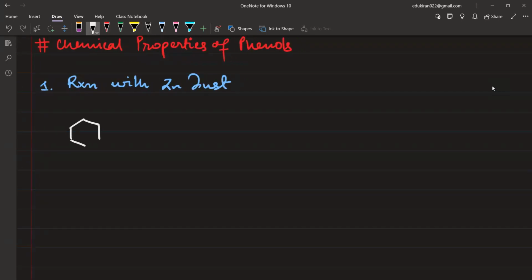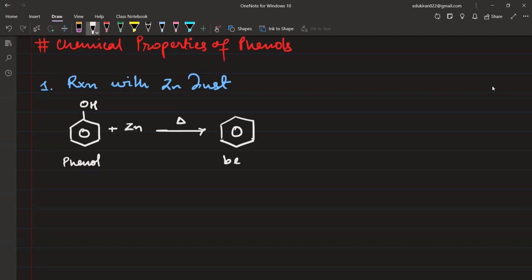Reaction with zinc dust. So you take phenol, and this is magic. Phenol plus zinc in the presence of a bit of heat, and the OH group will be disappearing. So I call this magic. What did you get from phenol to benzene? Phenol, this is benzene.